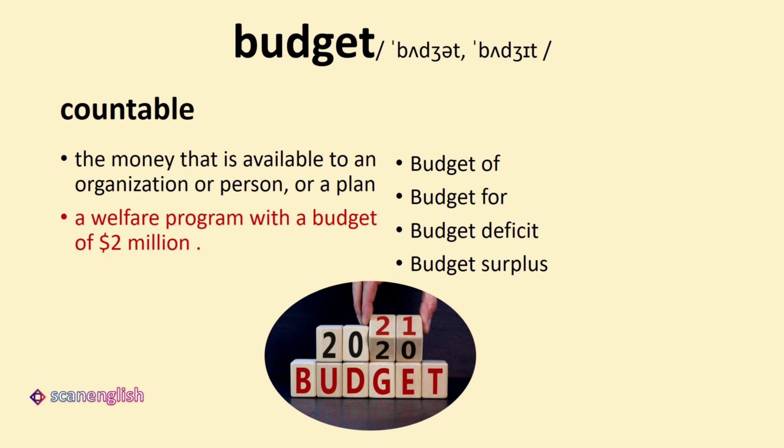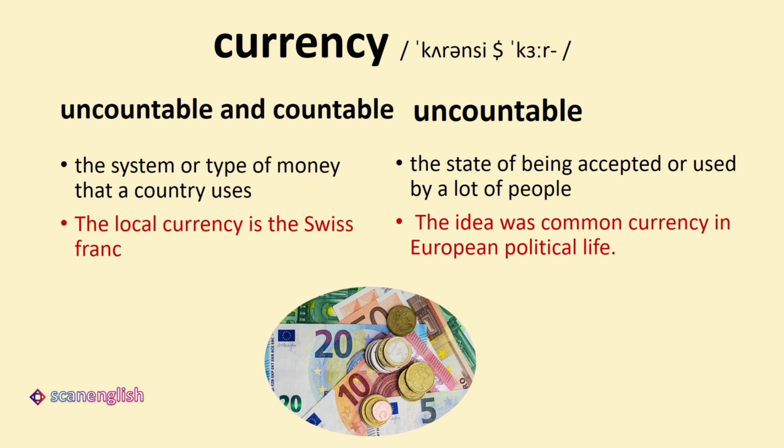Budget. It is countable. The money that is available to an organization or person, or a plan. A welfare program with a budget of $2 million. This word can be used with the following words: budget of, budget for, budget deficit, budget surplus.